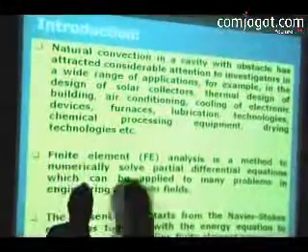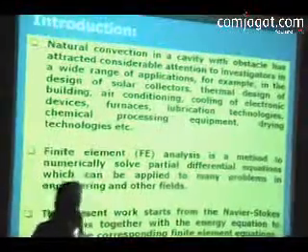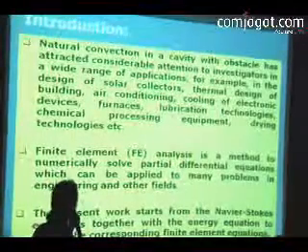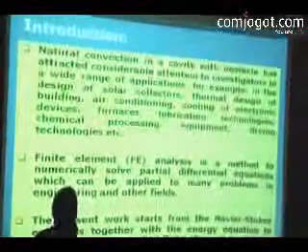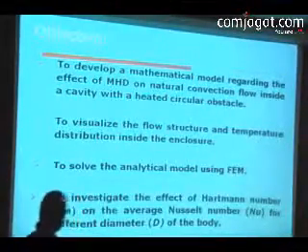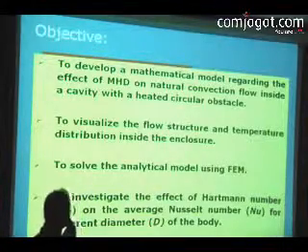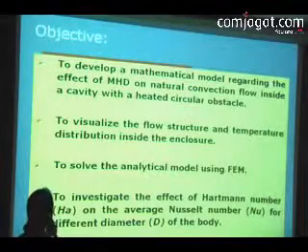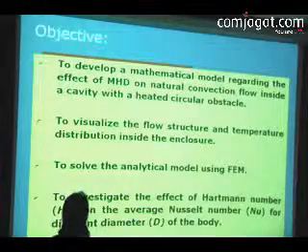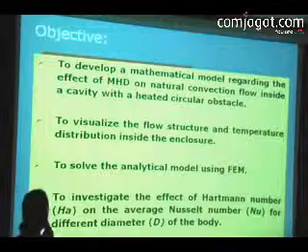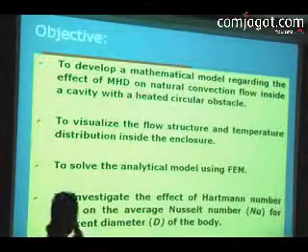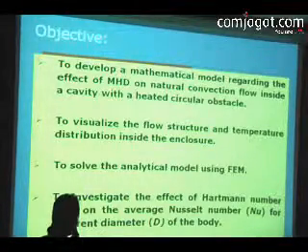Introduction. Natural convection in a cavity with an obstacle has many engineering applications, such as solar collectors, thermal design of buildings, air conditioning, cooling of electronic devices, etc. Finite element analysis is a method to numerically solve partial differential equations. This study develops a mathematical model regarding the effect of MHD on natural convection flow inside a cavity with a heated circular obstacle, to visualize the flow structure and temperature distribution inside the enclosure, to solve the analytical model using the finite element method, and to investigate the effect of Hartmann number on the average Nusselt number for different diameters of the body.